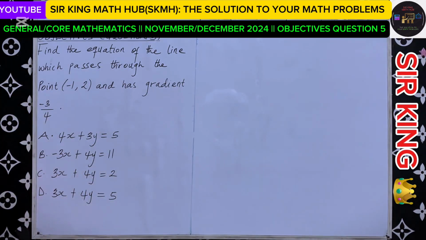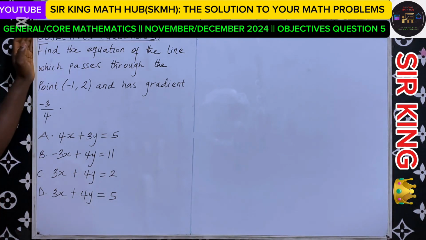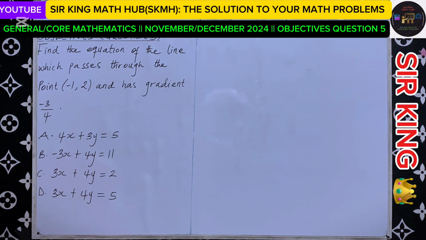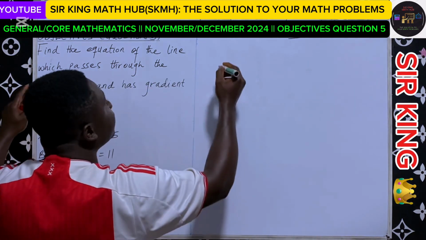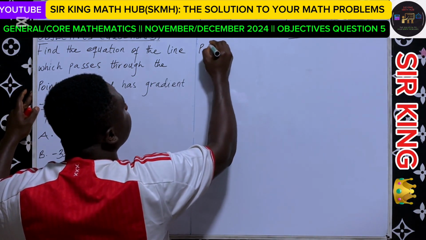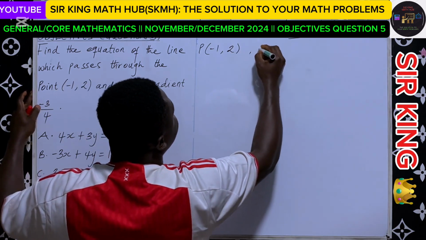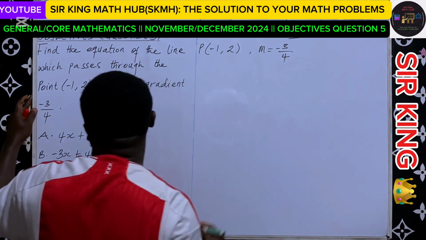Let's quickly provide the solution to General Mathematics November-December 2024, Objective Question 5. Now you have to find the equation of a line which passes through the point with coordinates -1, 2, and has a gradient of -3/4. So we've been given the point with coordinates -1, 2, and then the gradient as -3/4.